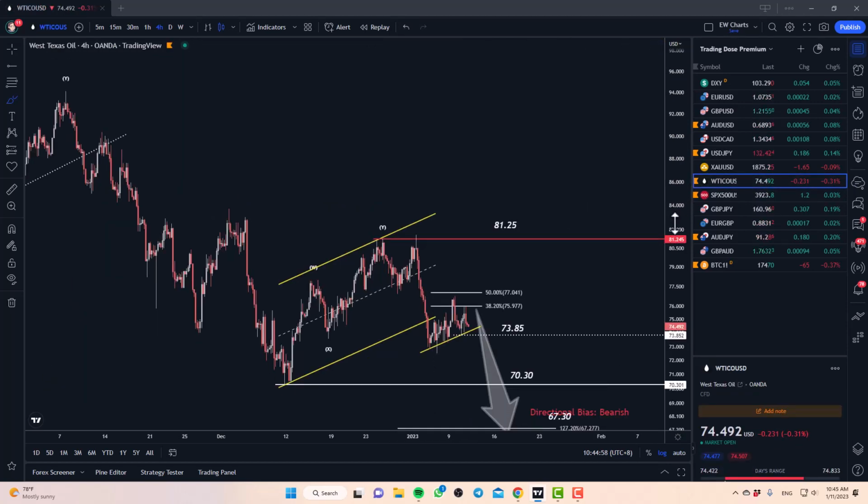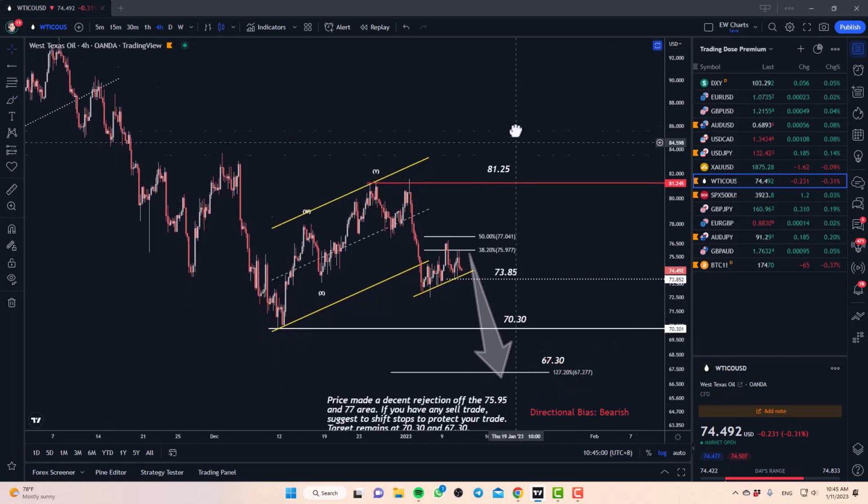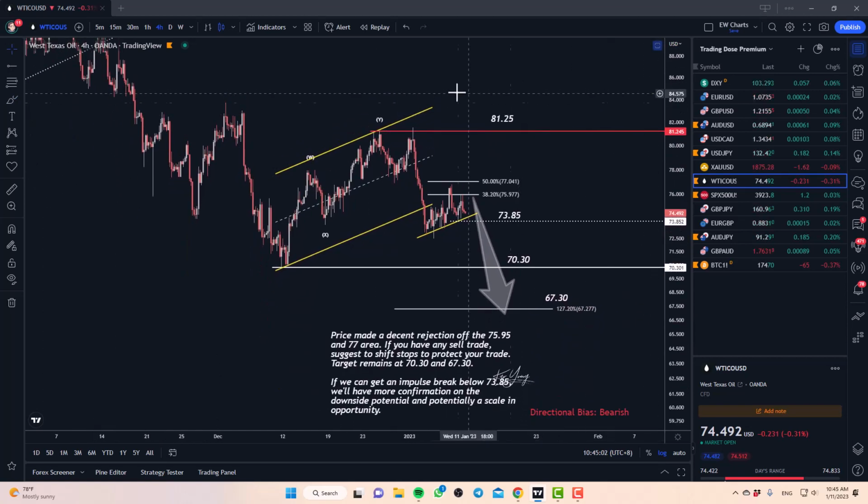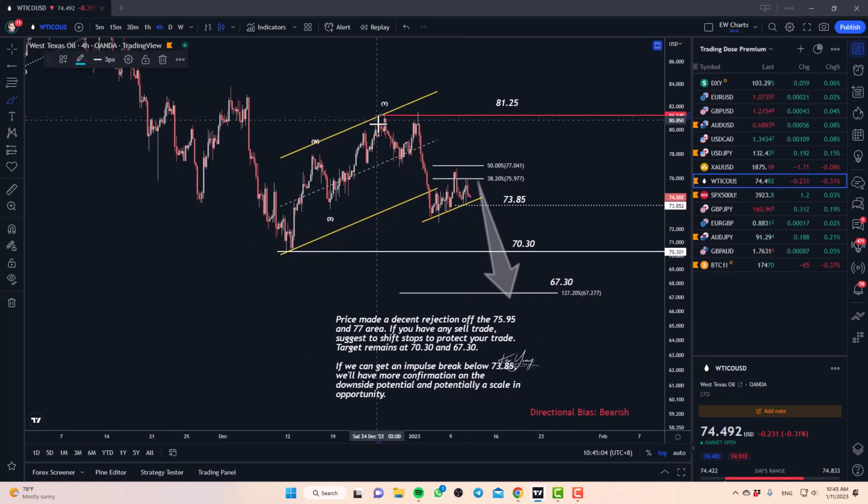Then we have crude oil. Okay, crude oil over here is very, very clear. Okay, what we see on crude oil over here is after this double top break of the neckline, the market pulled back very, very correctively. So overall, we are still maintaining a bearish bias on crude oil. So if you have any trade on the sell side, just manage it accordingly. The target we're still looking at is around $17.30, plus 67.30 as potential target 2.